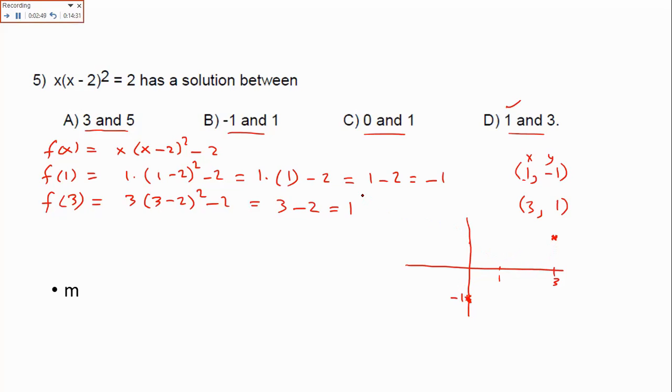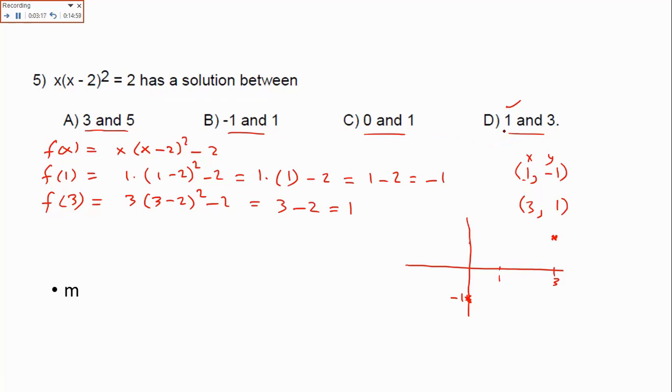Now, here is the question. The question says, if this equation has a solution between, okay, like I said, you can check this one and this one, or this one and this one, or this one and this one, and you will find it will not apply. You can do that later on. It only applies to this one. And the reason is the following.